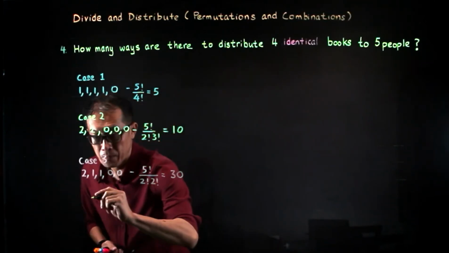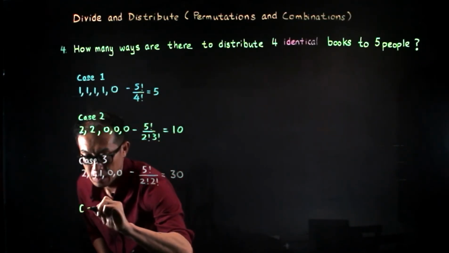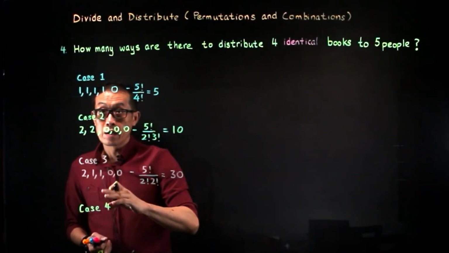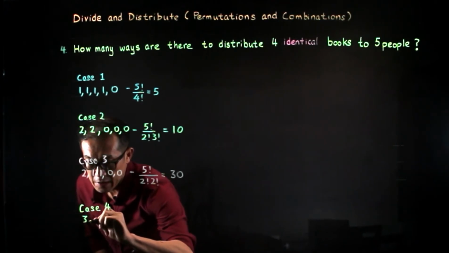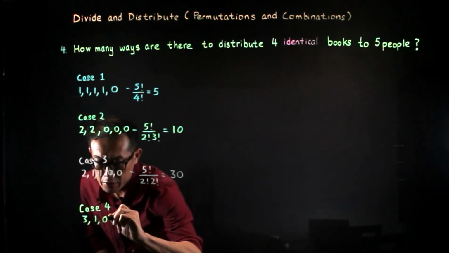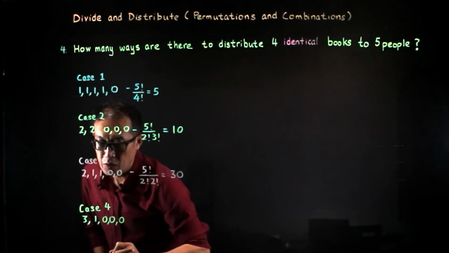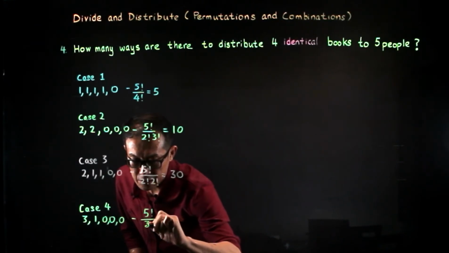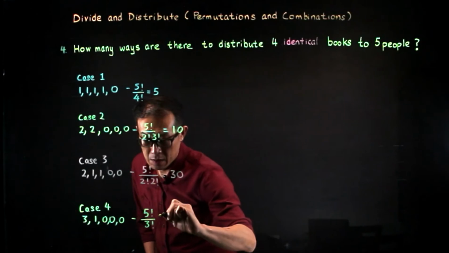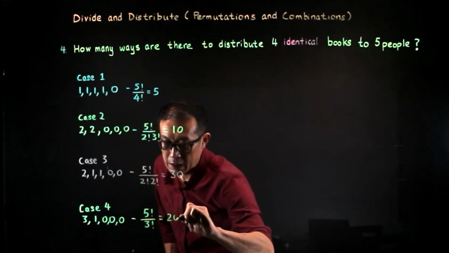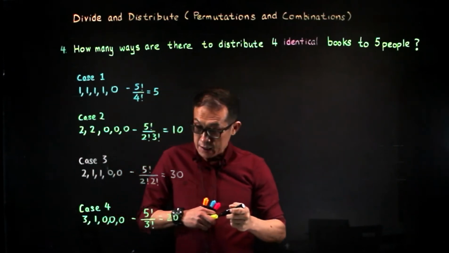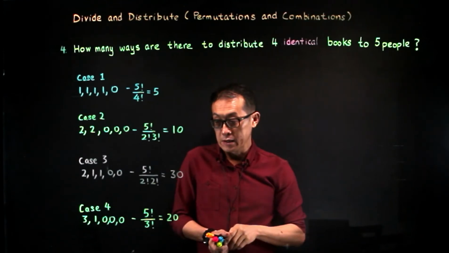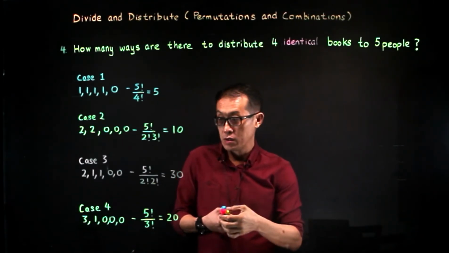Now case 4. Let's say you divided them into groups of 3, 1, and the remaining 3 people will get 0 books. So how many permutations are there? It's 5 factorial divided by 3 factorial. You have 20. And there's a last scenario where it's just one group of 4, then the remaining 4 people will get 0 books.